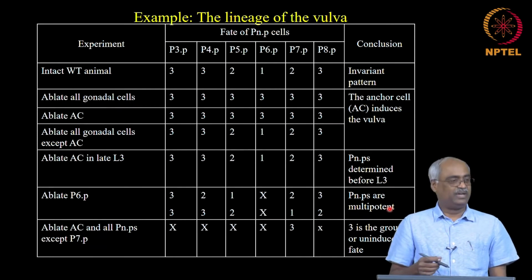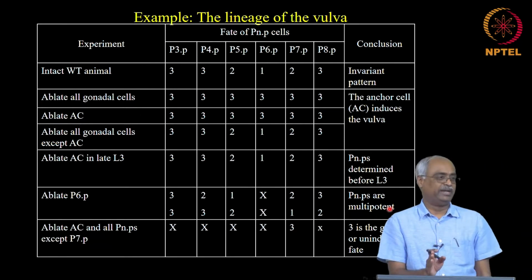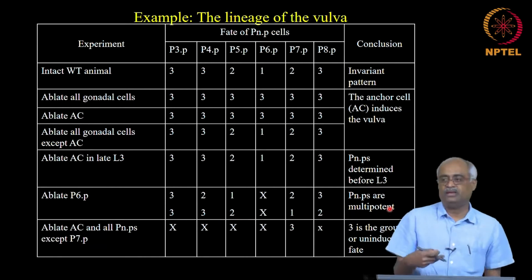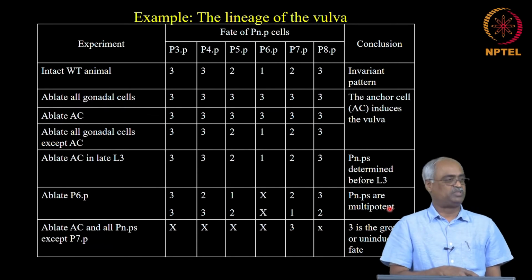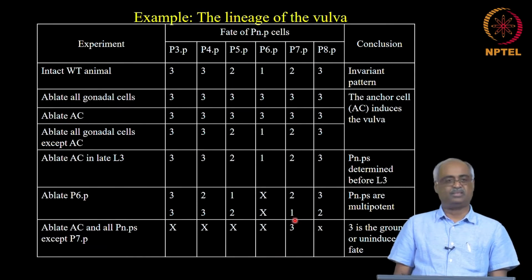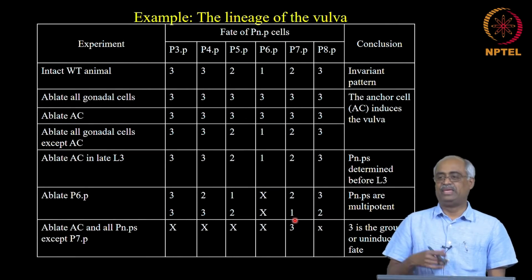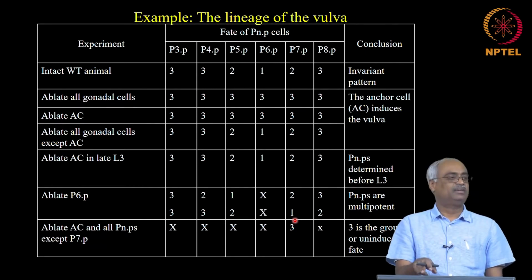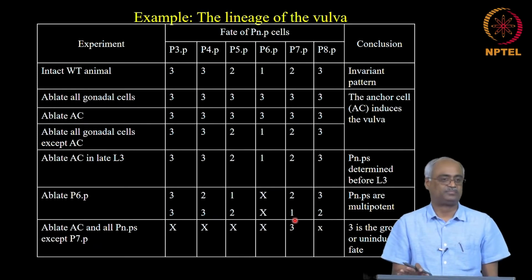So, now you get rid of all anchor cells and all the P and Ps leaving only one alive, that gives you the default state. When the induction is not there and neighbors are not there, what happens to a given cell? So, it occurs the tertiary fate. So, this tells you the tertiary fate is the default or the ground state, but given the induction they can become primary or secondary. So, essentially any one of these 6 cells can occur any one of the 3 fates depending on the context.